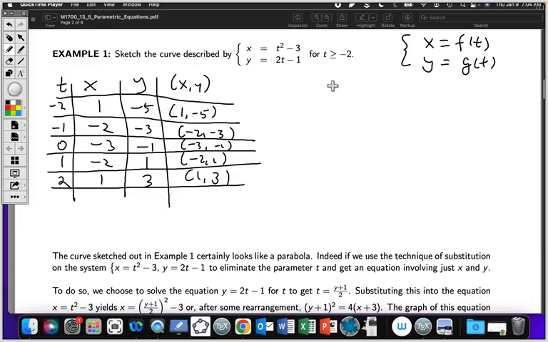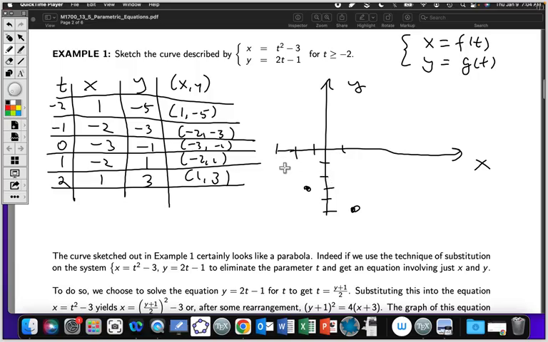All right, so go ahead and graph this here in the xy plane. So (1, -5), (-2, -3), (-3, -1), (-2, 1), (1, 3). And now I connect the dots in a pleasing pattern.